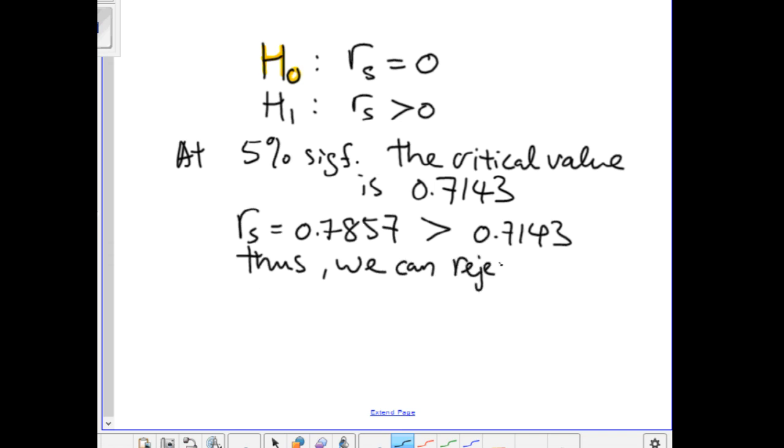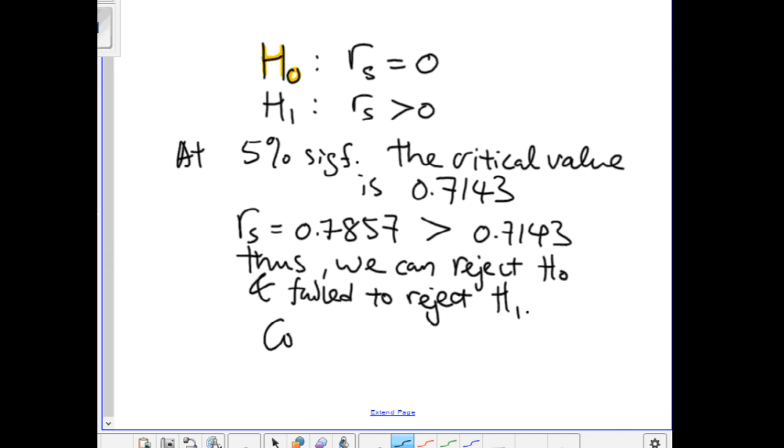Therefore, we can reject the null hypothesis and fail to reject H1, the alternative. What we're going to conclude is that the rankings X and Y are positively correlated. That is, these two rankings are positively correlated.